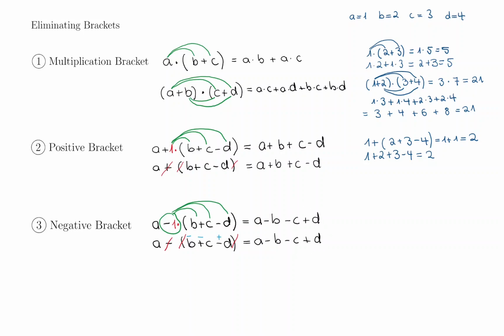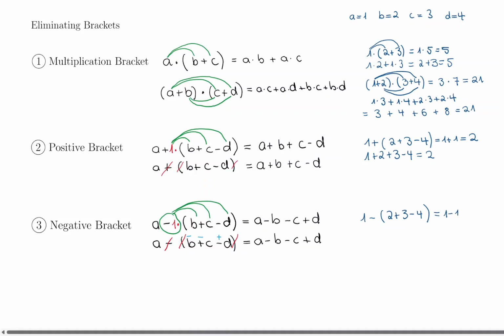Okay, and now I also want to use concrete numbers, so we would now have 1 minus, bracket 2 plus 3 minus 4. And as we did earlier, we could just do the addition and subtraction first, so it would be 5 minus 4, which would be 1, so it's equal to 1 minus 1, which is 0.